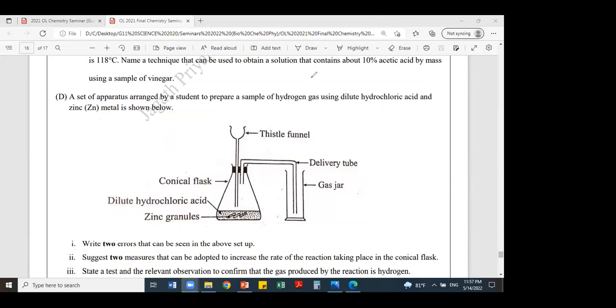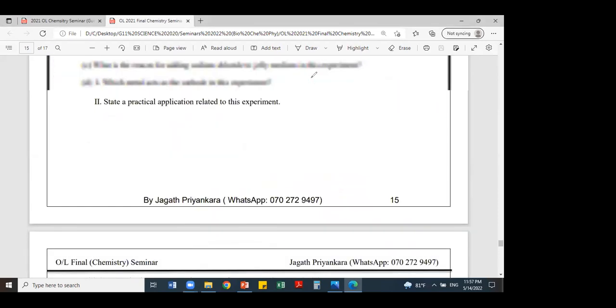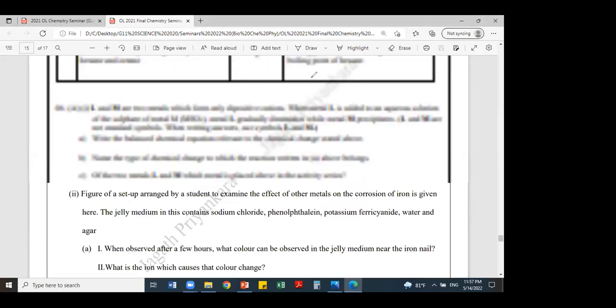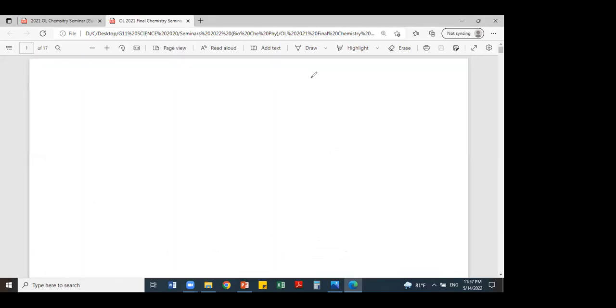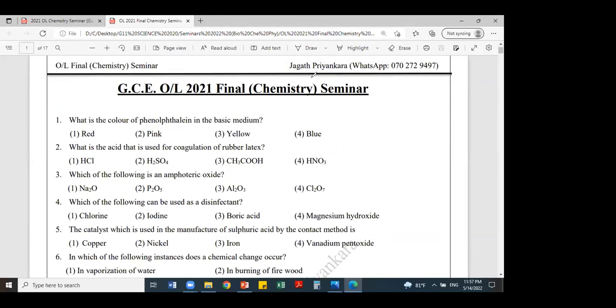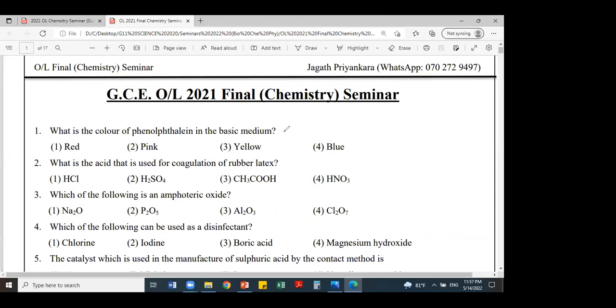Okay. Then at the beginning of this paper, there are a few MCQs I have to discuss. Look at the screen. What is the color of phenolphthalein? Indicators, you should know the color change in the basic medium. Basic medium means a hydroxide ion containing medium, more hydroxide.